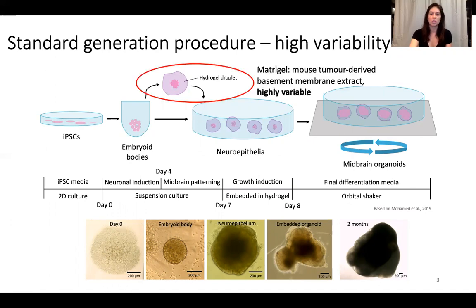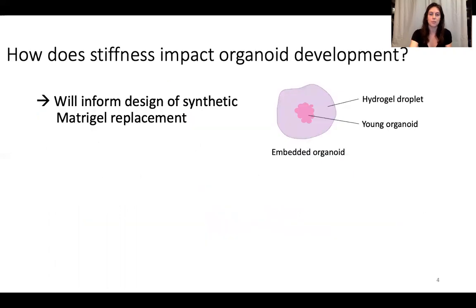And we think one of the major sources of variability is the hydrogel that we use, called Matrigel, which is an ECM extract from mouse tumors, and it's extremely variable batch to batch. So we ultimately want to replace Matrigel with a synthetic hydrogel, with the idea that this would reduce organoid variability and provide a better, more reproducible model system. So that's the big picture goal.